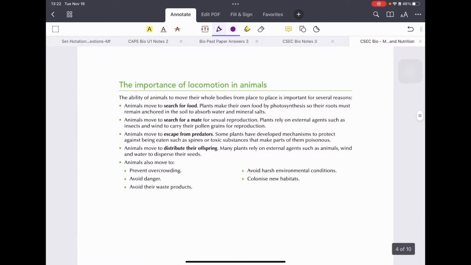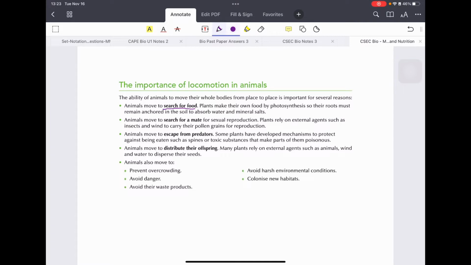And then finally, we need to understand the importance of movement in animals. Why do we get to move all over the place while plants have to stay? Okay? Because animals need to search for food. Plants make their own food. They don't need to search for food. Okay, but we, animals, need to search for our food.